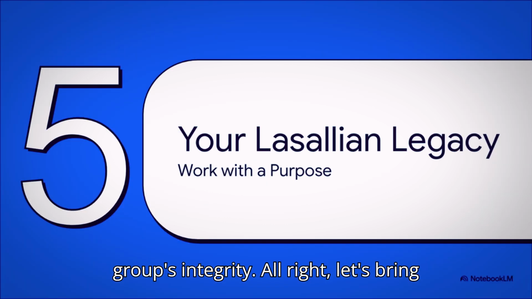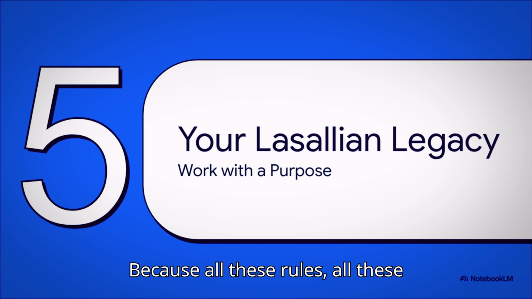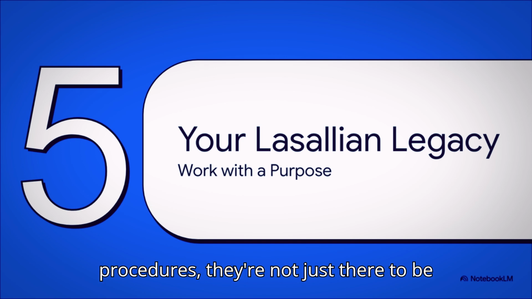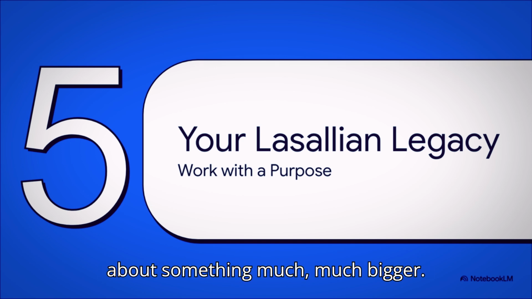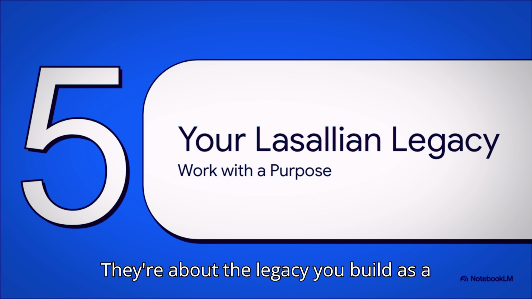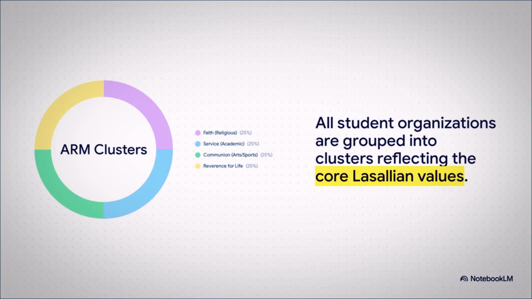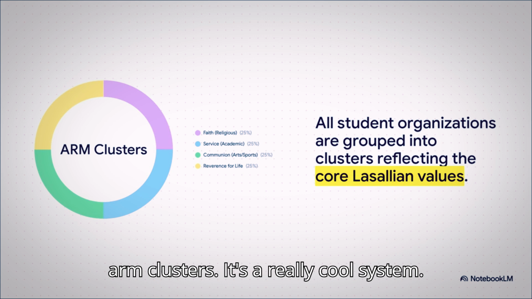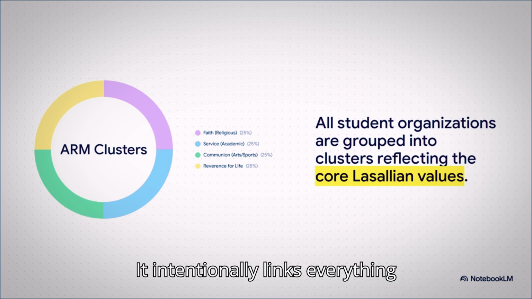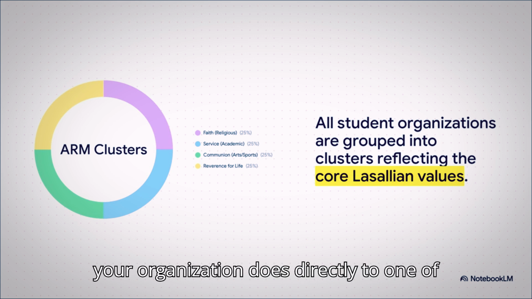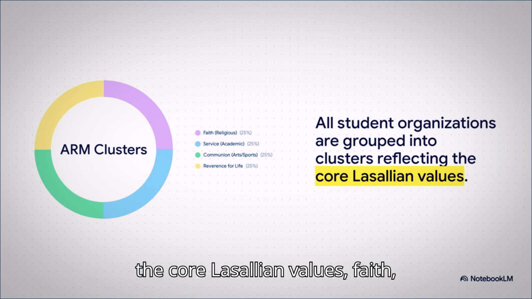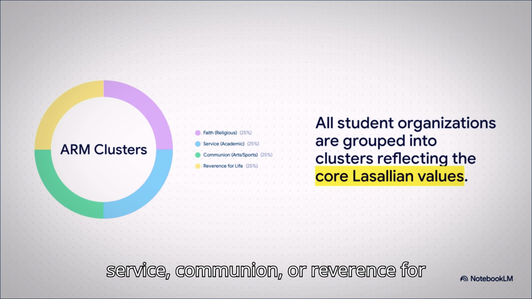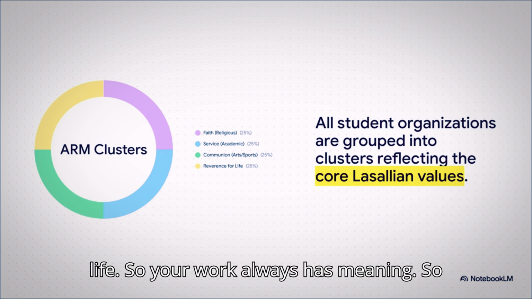All right, let's bring this all home. Because all these rules, all these procedures, they're not just there to be rules. They're about something much, much bigger. They're about the legacy you build as a Dlsmhsian leader. To make sure every single student group has a clear purpose, they're all organized into one of 4 ARM clusters. It's a really cool system. It intentionally links everything your organization does directly to one of the core Dlsmhsian values: faith, service, communion, or reverence for life. So your work always has meaning.